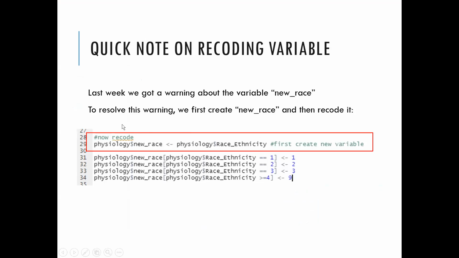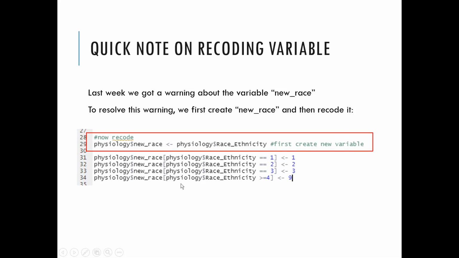So one way to get around this, well, not really to resolve it, is to first create new race. Sorry, ignore that comment. So I'm now first creating the new variable, and then I'm going on and recoding it.